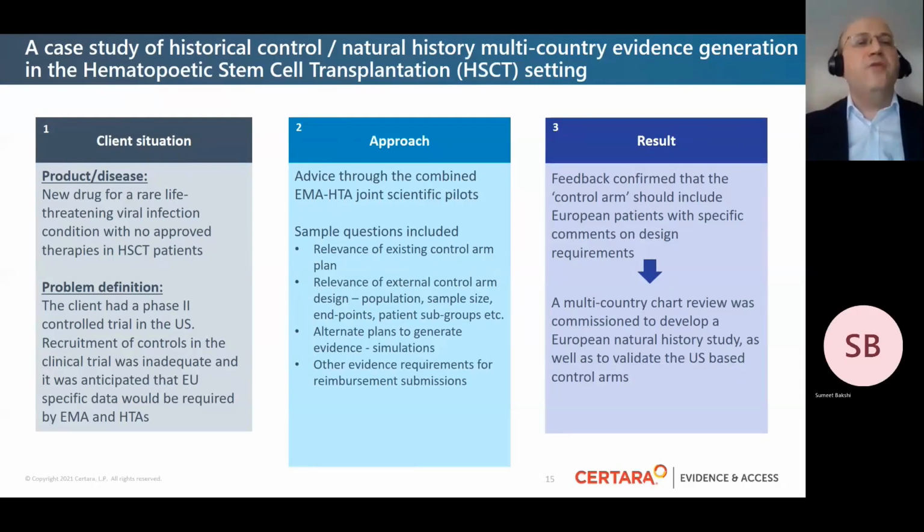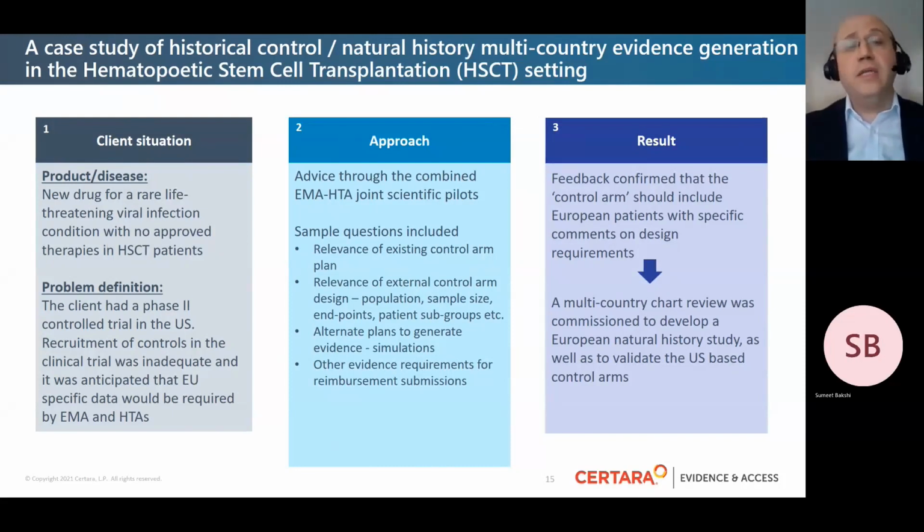Client situation. This was a new drug for a rare life-threatening viral infection condition which has no approved therapies in the hematopoietic stem cell transplantation setting. The client has a phase 2 controlled trial in the US. However, recruitment of controls in the trial was inadequate, and it was expected that EU data would be required by EMA and HTA bodies. So the approach was to seek advice through the combined EMA-HTA joint scientific consultation.